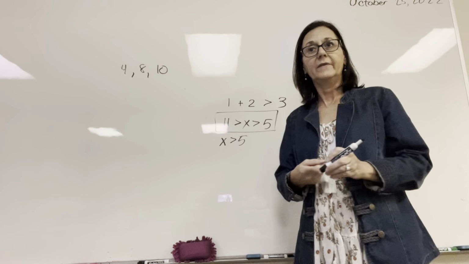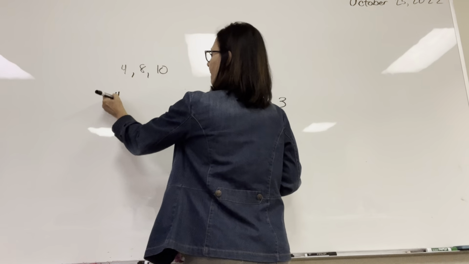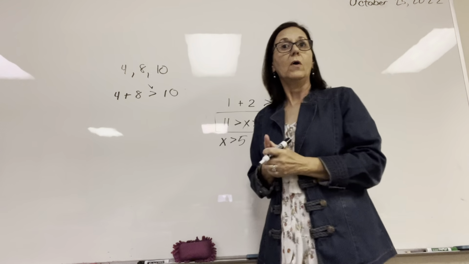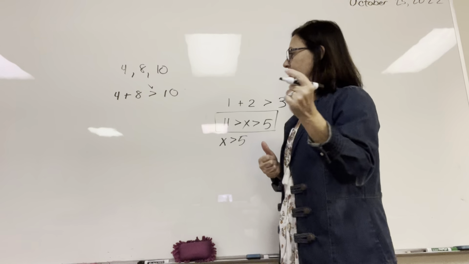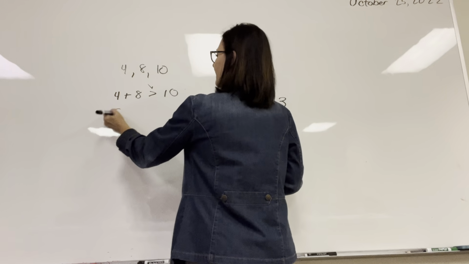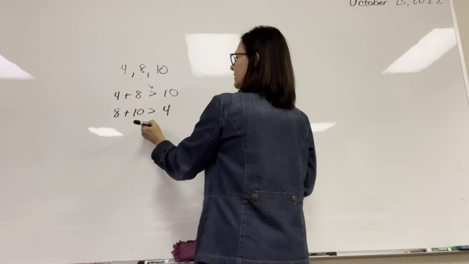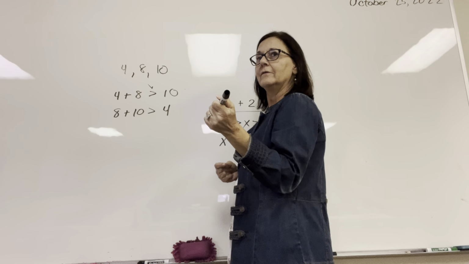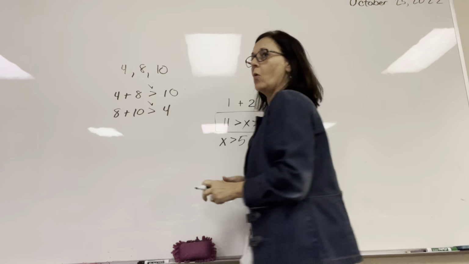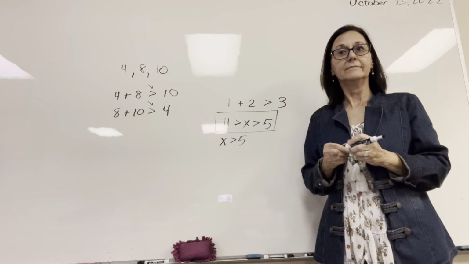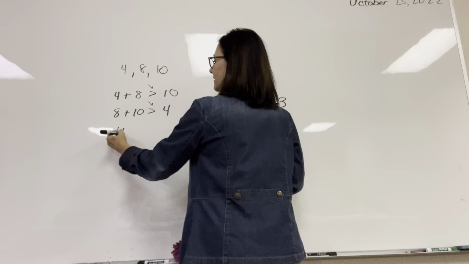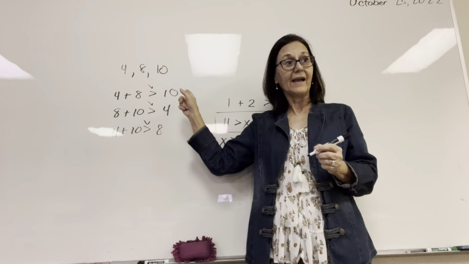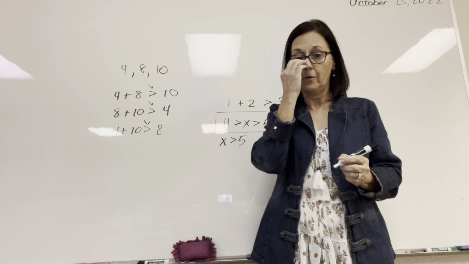Somebody give me 1. Evangeline, what's 1? 4 plus 8 is greater than 10. Is that true? Yes. That works. What's the second one? Allie? 8 plus 10 is greater than 4. Is that true? Oh, yes. Okay, what's the last one? 4 plus 10 is greater than 8. Mm-hmm. So actually these 3 sides could in fact be sides of a triangle.